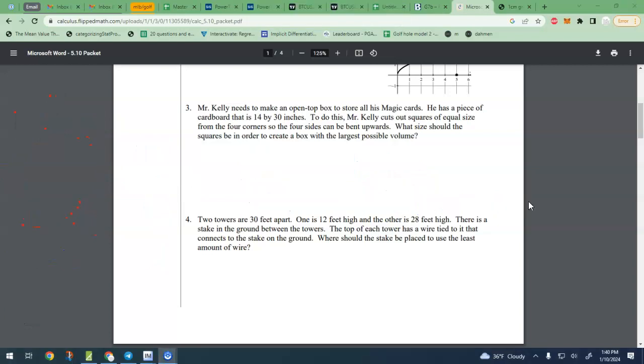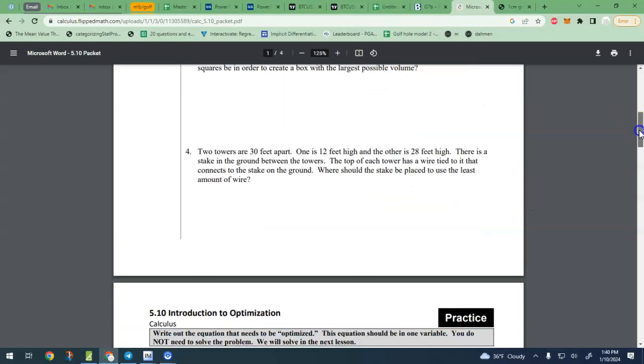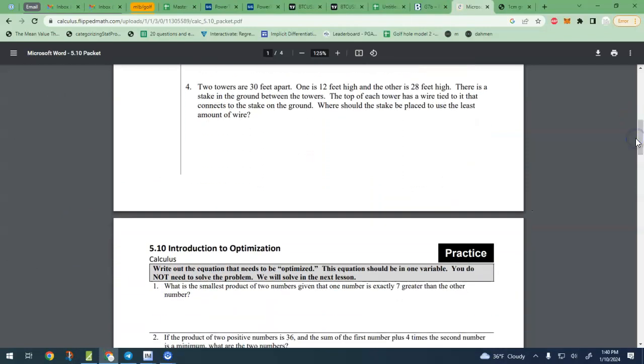totally. Alright, let's look at 4. This is pretty tough. Try it. I don't know if you're going to do it or not. We'll see. I think it's tough, but we've only done like 3.